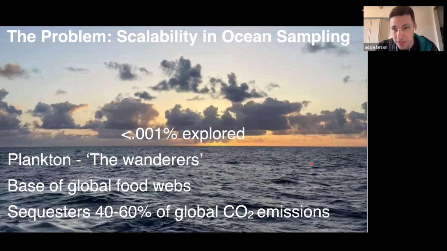They form the base of a lot of these global food webs, and through making their bodies they sequester anywhere from 40 to 60% of the carbon dioxide emissions that we're putting out on any one day. And if you're wondering why that figure is so vague, it's because we just don't have enough information on these plankton assemblages to ground truth a lot of these models. And that little red dot I have there is, in this image, actually 10,000 times too big if we're going to represent the amount of the ocean that we've actually explored.